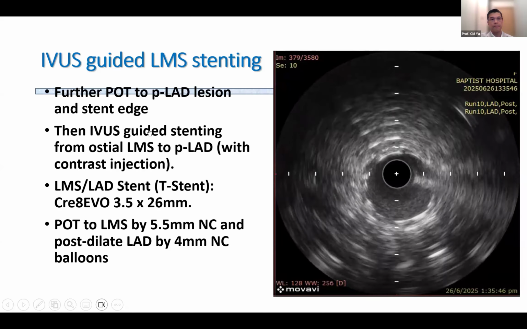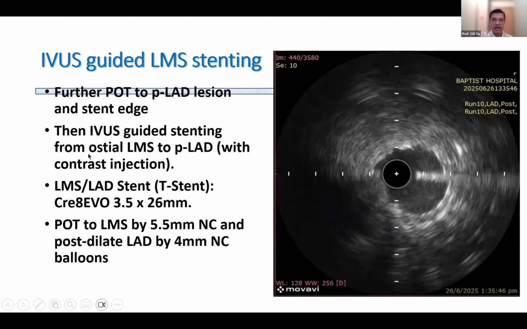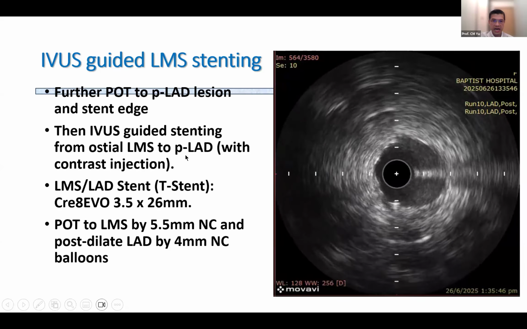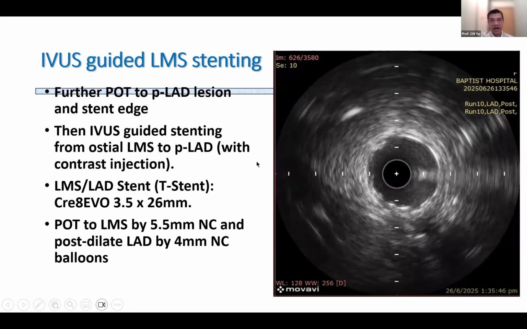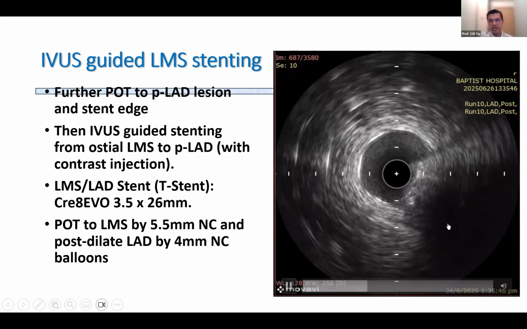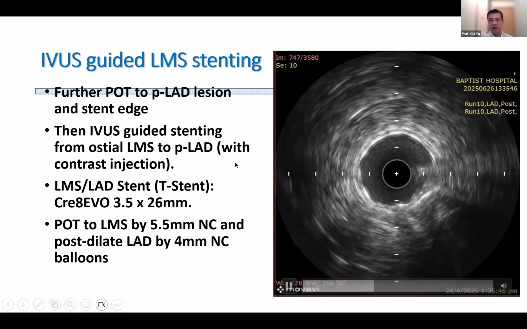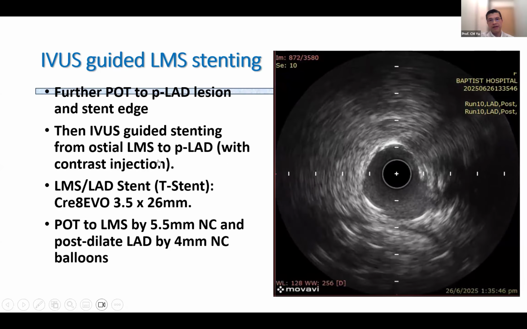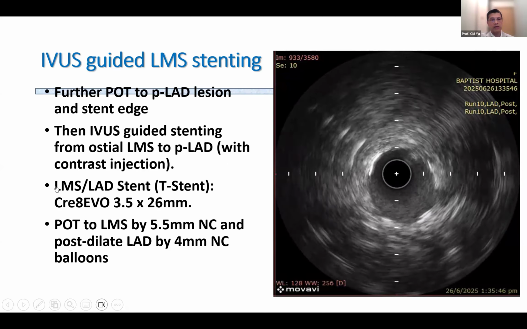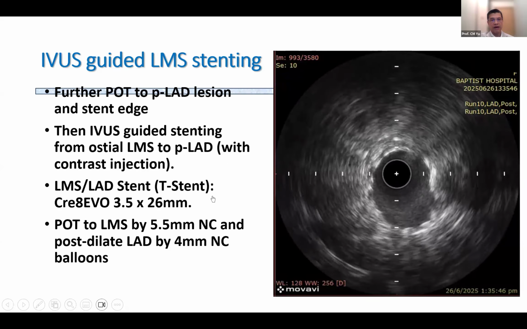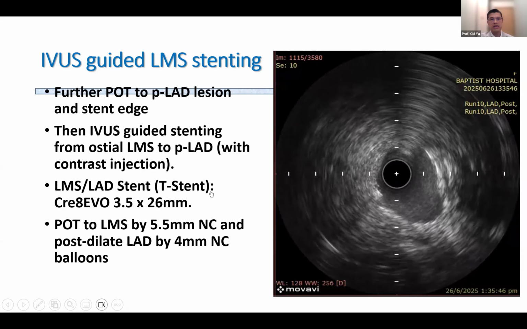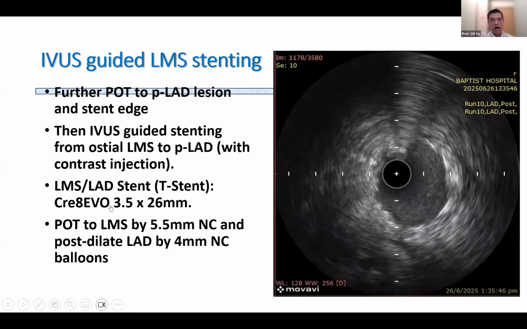So the stent has been stenting at the ostial main up to the proximal segment, guided by the IVUS with the careful injection of the contrast to locate where the bifurcation is, and also the stent will overlap with the ostial circumflex stent. Therefore, it is a T-stenting approach.